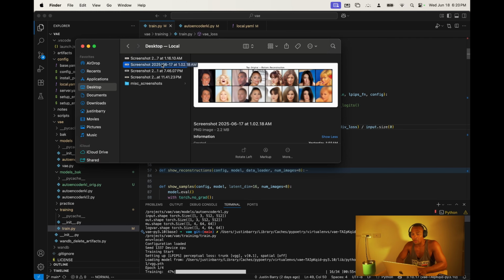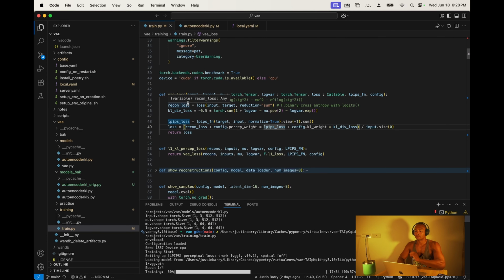In my last video, I was trying to create less blurry images, which is a known problem with variational autoencoders. But I was wondering if I could at least decrease the blurriness as much as possible. I was messing around with a few different things. This is a known issue with variational autoencoders.